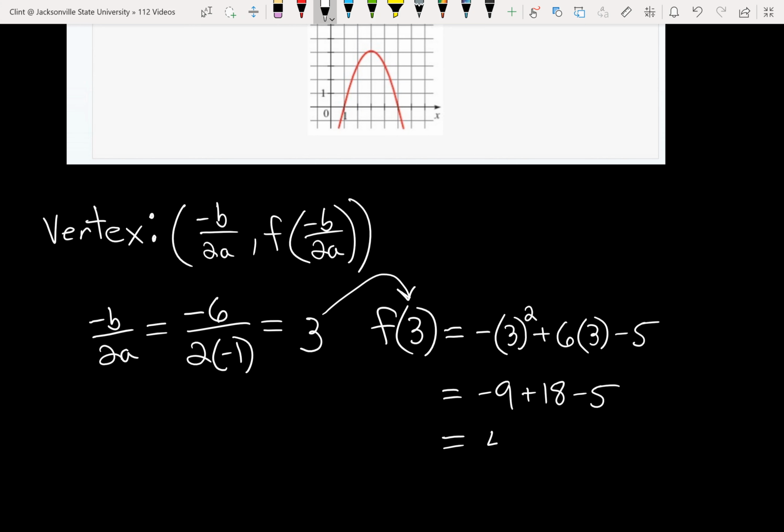So that gives us 4, I believe, there. Yeah, that'd be 9 minus 5 is 4. Yes, okay, so this is the y coordinate of our vertex. So our vertex is at the point (3, 4).